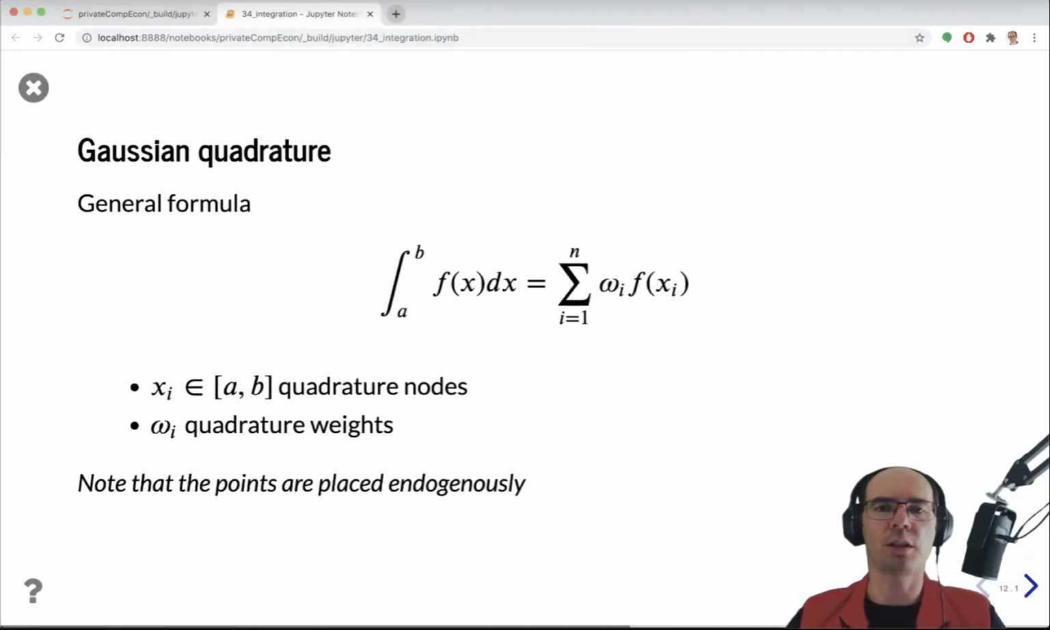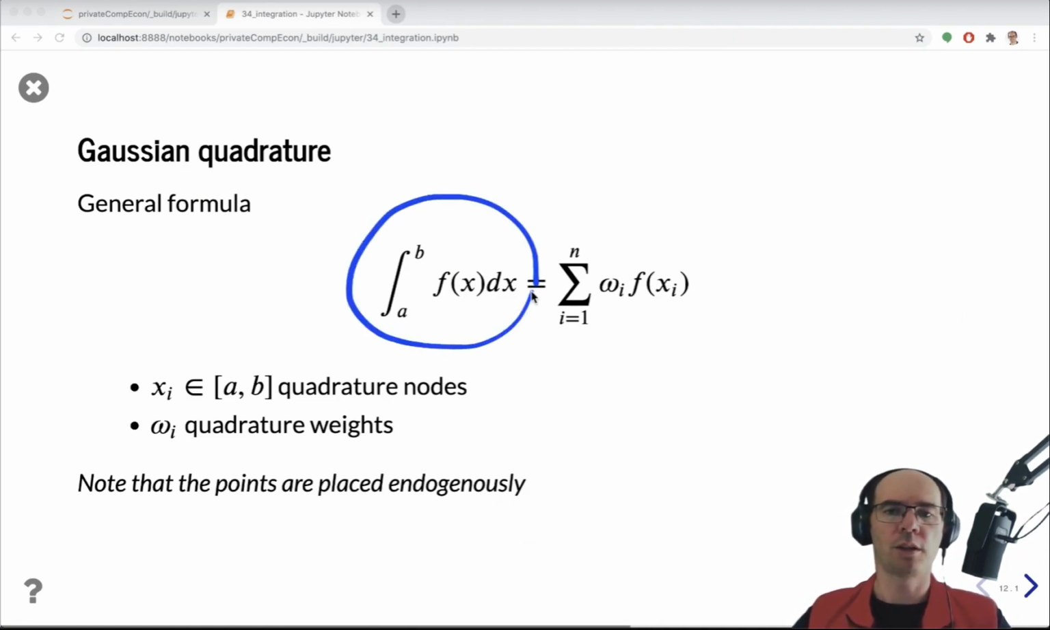And quadrature takes this idea a little bit further. So the idea here is that the integral also will be represented as a weighted sum, similar to all the Newton-Cotes formulas. But now the xi's and the omega i's, the weights, will be calculated endogenously. So similar to the Chebyshev polynomial approximation, we want to find these nodes, the points where we want to calculate the function, such that the error of the computed integral is minimized.